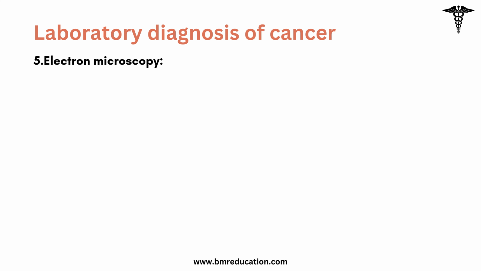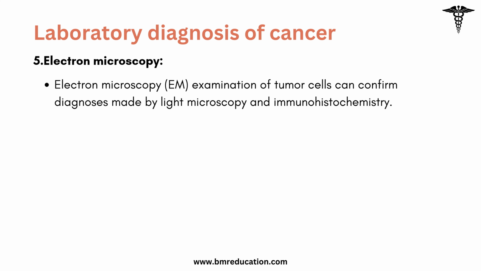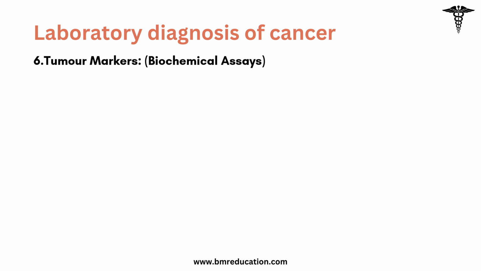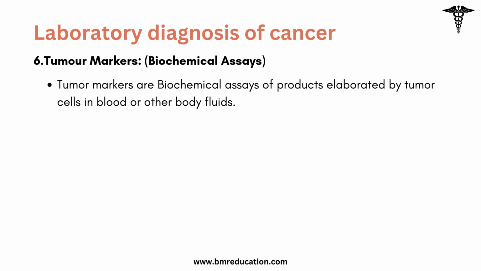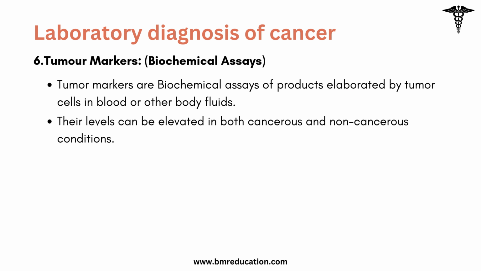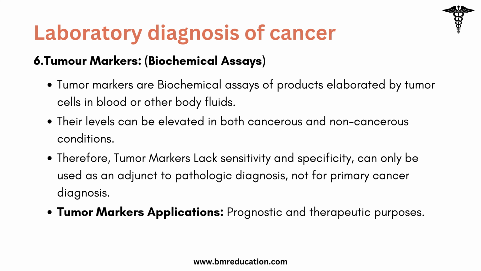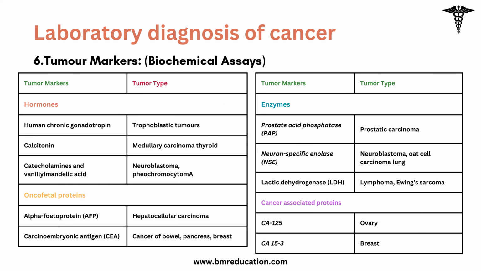The next method is electron microscopy. Electron microscopy examination of tumor cells can confirm diagnoses made by light microscopy and immunohistochemistry. It reveals cell junctions, surface features, shape, nucleus, organelles, and secretory products, aiding in tumor diagnosis. The next method of diagnosis is tumor markers. Tumor markers are biochemical products of tumor cells, but their levels can be elevated in both cancerous and non-cancerous conditions. Therefore, they are not suitable for primary cancer diagnosis, and they aid in prognosis and treatment monitoring. These are some of the important tumor markers.